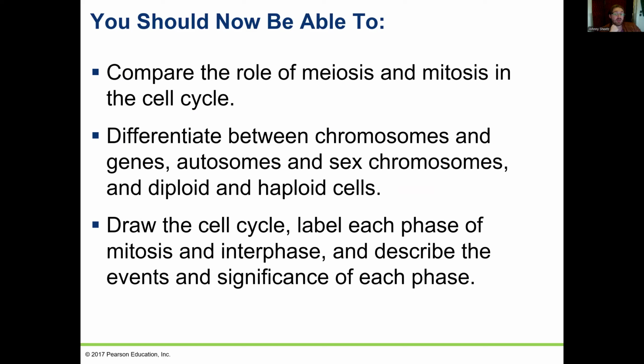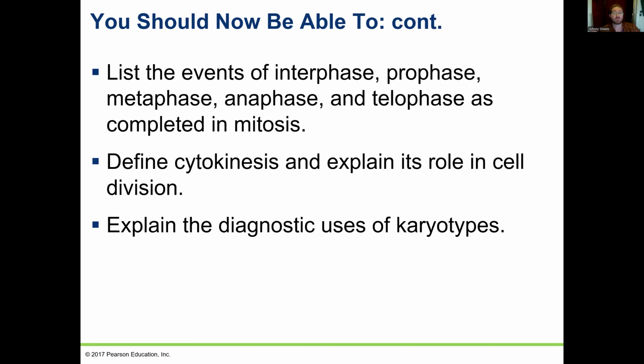So given that, here were our learning goals. You should be able to compare the role of meiosis and mitosis in the cell cycle, differentiate between chromosomes and genes, autosomes and sex chromosomes, and diploid and haploid cells. And you should also be able to draw the cell cycle, label each phase of mitosis and interphase, and describe each event and the significance of each phase.